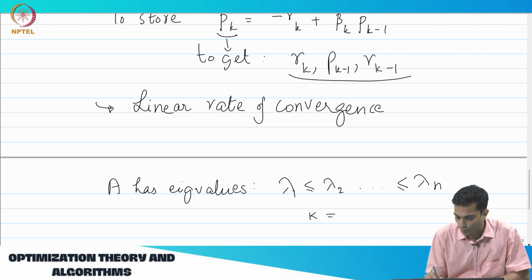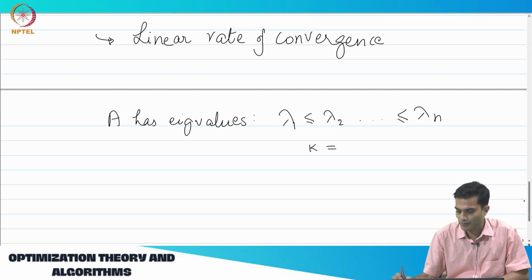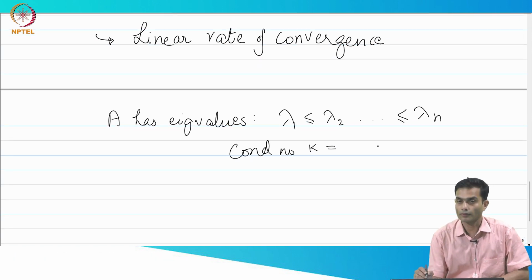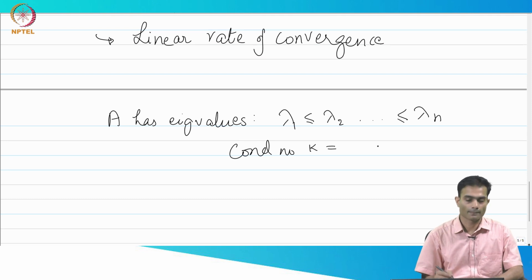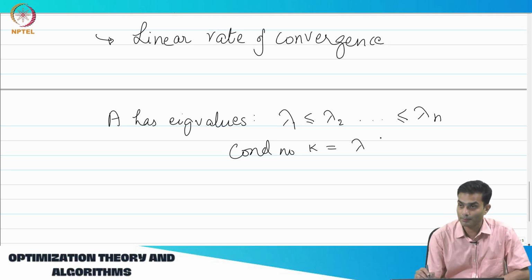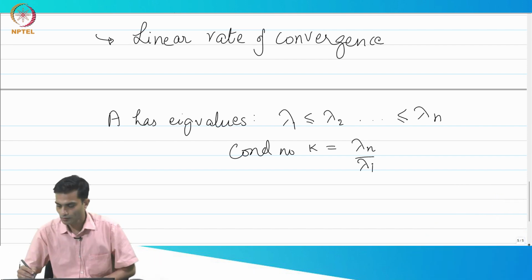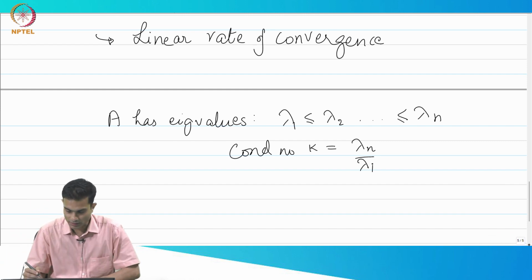Now for a positive definite matrix, the condition number, how can I write it? Lambda, what is lambda max? Lambda n. Max to min. Okay, this is the condition number.